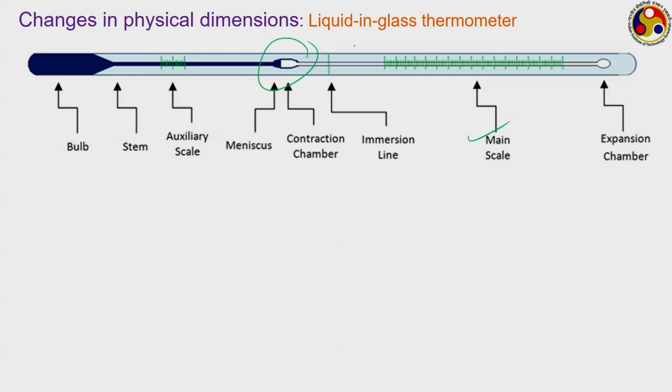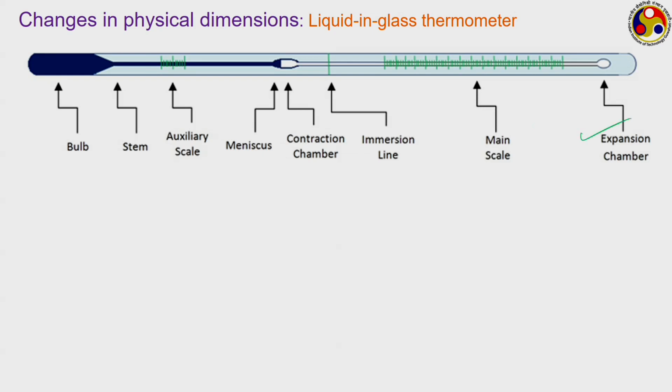Certain thermometers may also have the immersion line, which is this one. This refers to the height up to which the thermometer must be immersed to get a proper measurement. So if we are using this particular thermometer, then starting from this bulb up to this line, we want it to be immersed into the zone of application, and the rest will be open to the atmosphere. And finally, we have this expansion chamber, which is a compulsory part present in any thermometer.